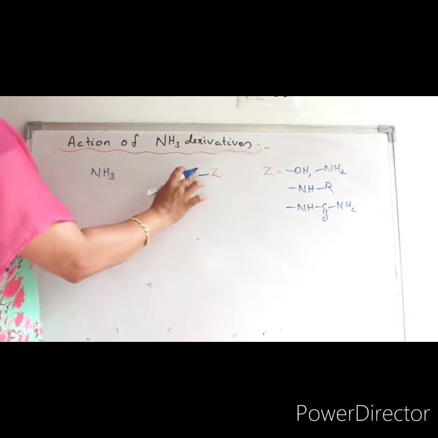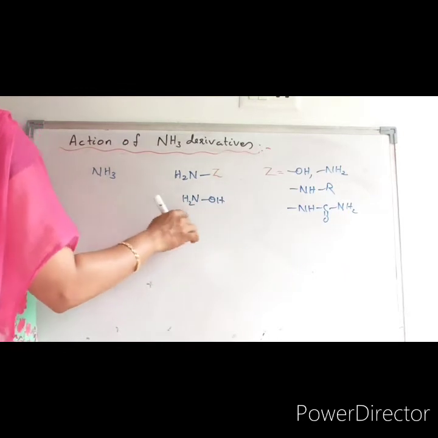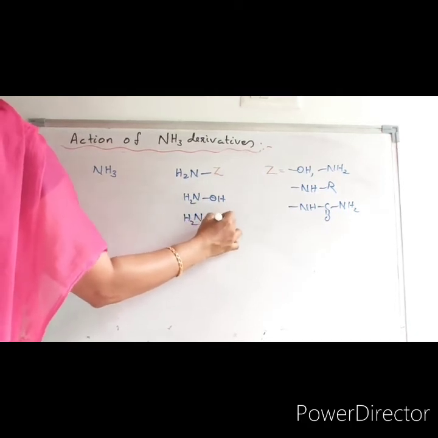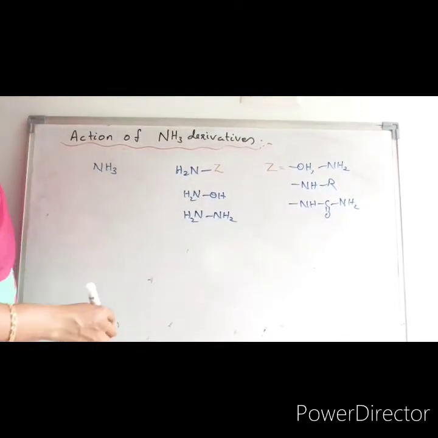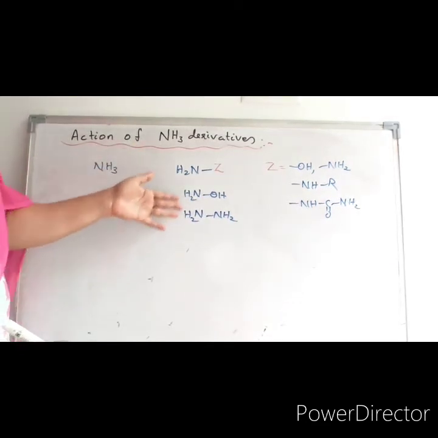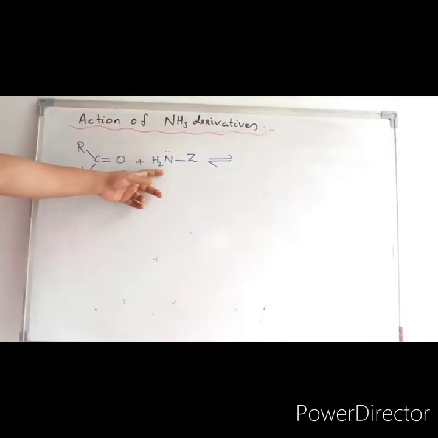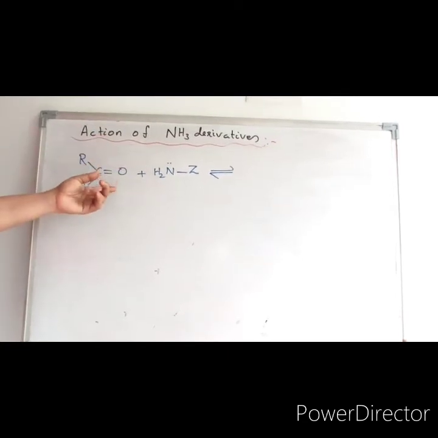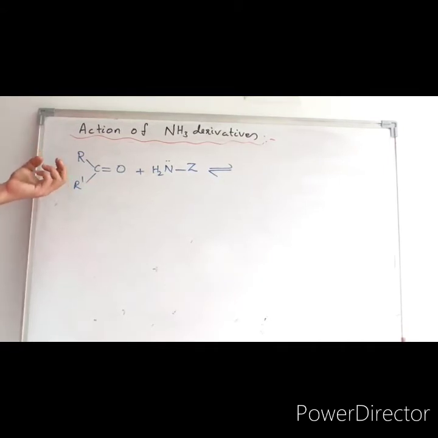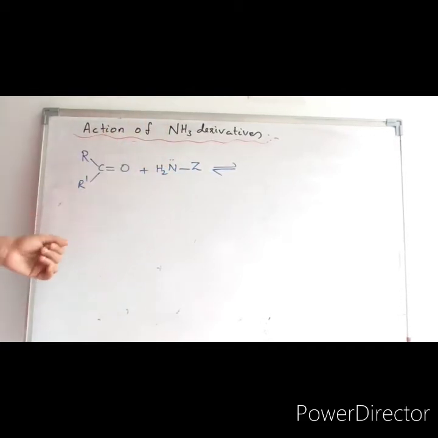So if you replace one hydrogen by OH, you will be getting NH2OH, which is called hydroxylamine. And if you replace it by NH2, you will be getting NH2NH2, hydrazine, which all of you know. So let us look in detail at what products you will be getting by using ammonia derivatives plus carbonyl compounds. These ammonia derivatives will also undergo first nucleophilic addition, then elimination of a molecule of water to form crystalline products. Basically, the condensation products with ammonia derivatives are crystalline products.